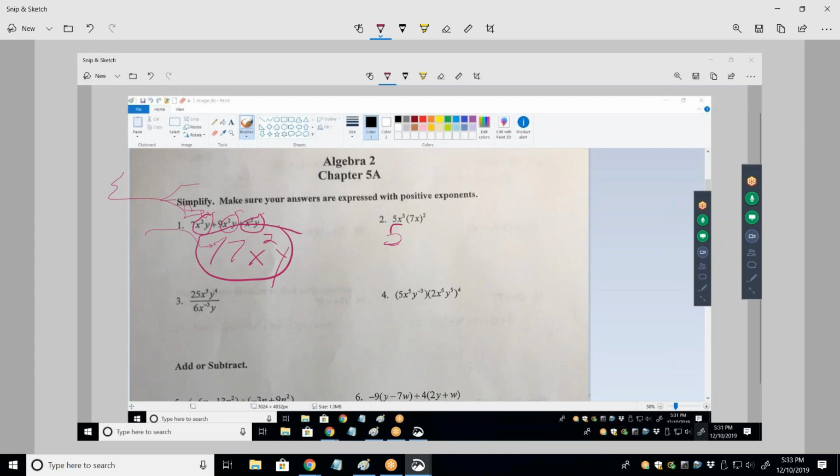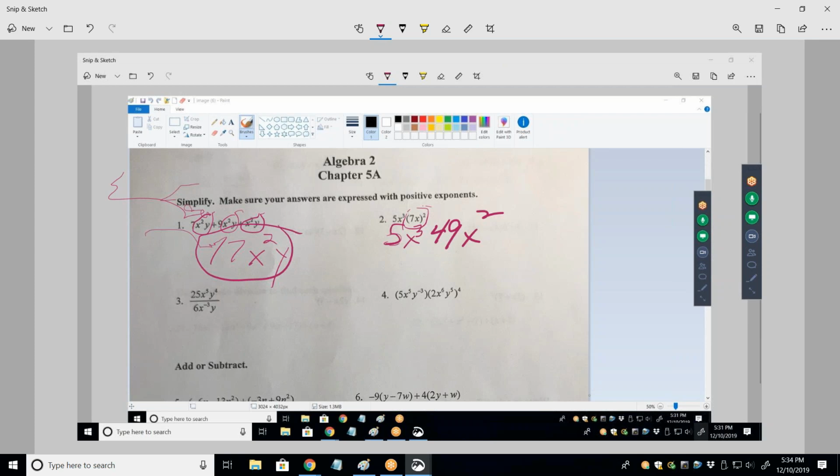Well, we have 5x cubed. Now, simplify that. In other words, that is parentheses and exponents, right? You should do that first. So what is 7x squared? 49x squared. In other words, you have to square the 7 and you have to square the x.